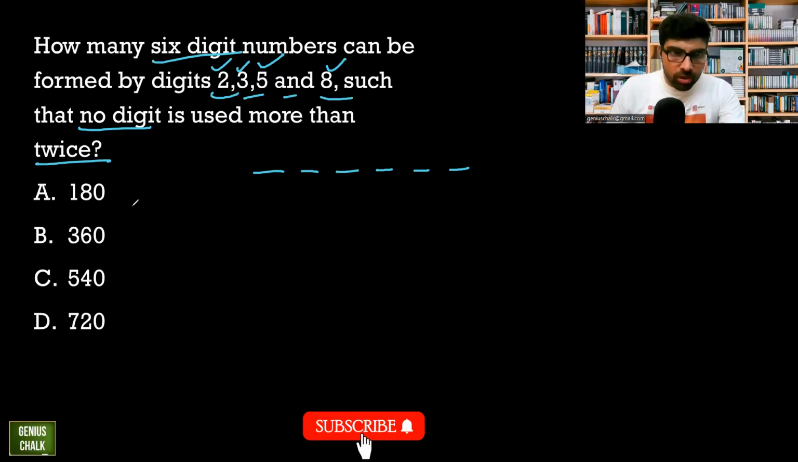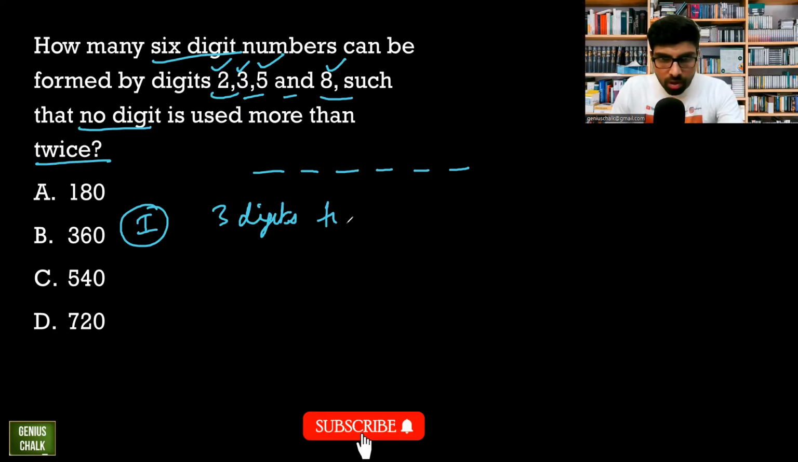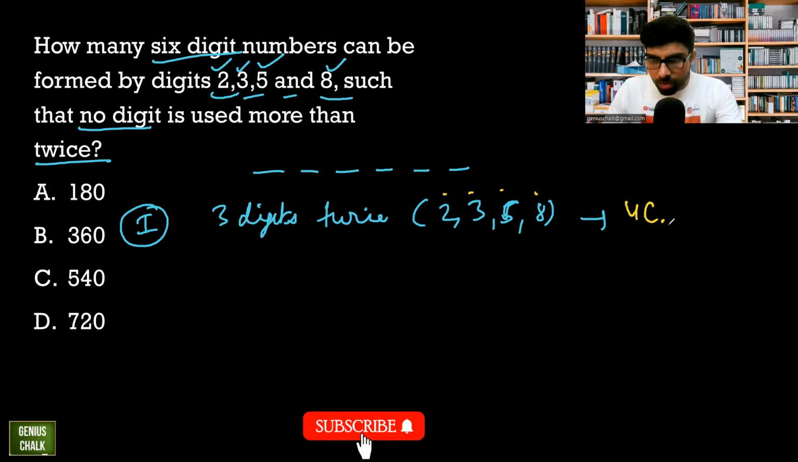That means the first case is in which I will use three digits twice. I have four digits, 2, 3, 5 and 8. Out of these I will use three digits twice. So how many ways will I do this? Because I have four digits and I have to select only 3, it will be 4C3. Now these three digits will be permuted.